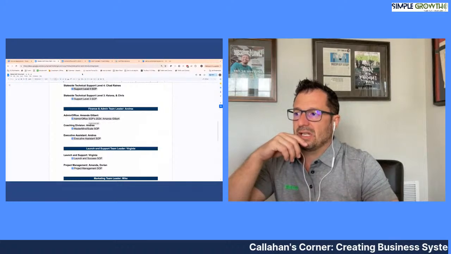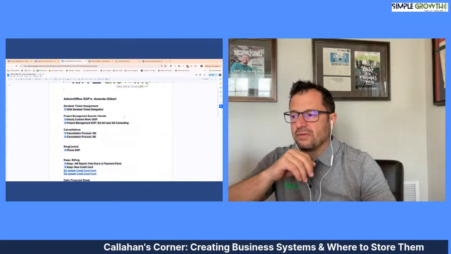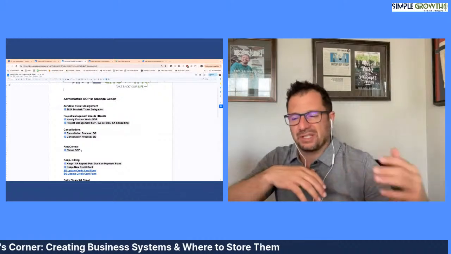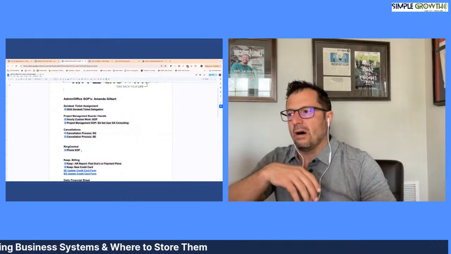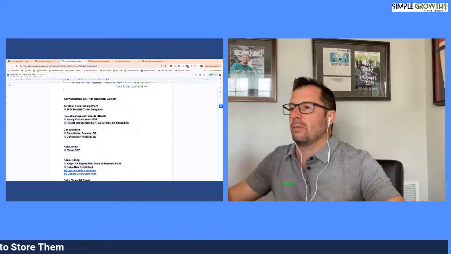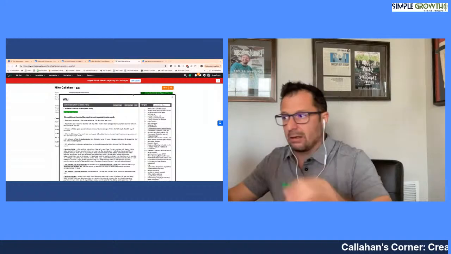As you drive into the SOPs per position, each one of those functionalities is right down to RingCentral, how to handle the phone, how to set up the settings, user roles and rights. All that is built in there. Now, to take this to the next level, if you're using Service Autopilot, this is exactly what we did at Callahan's Lawn Care, my lawn care company.